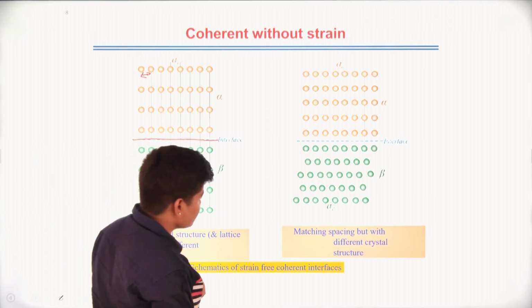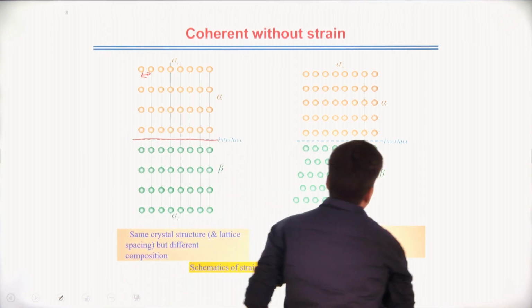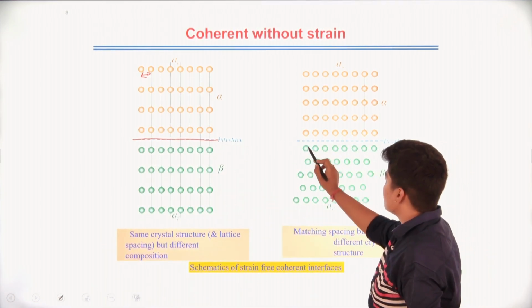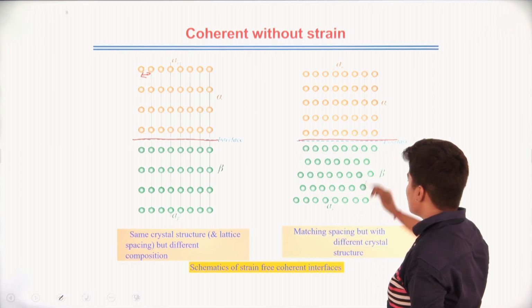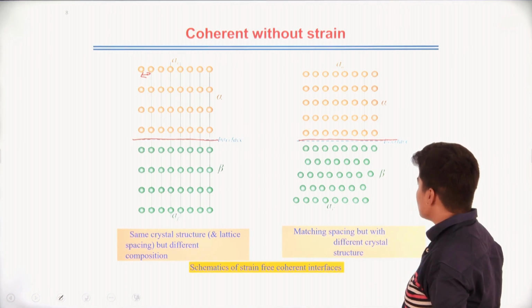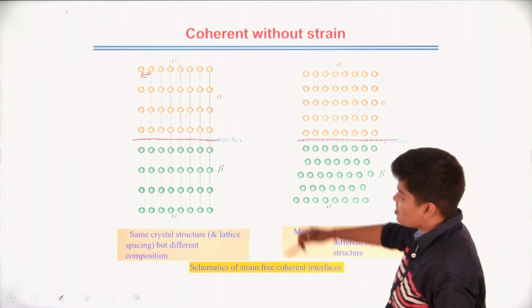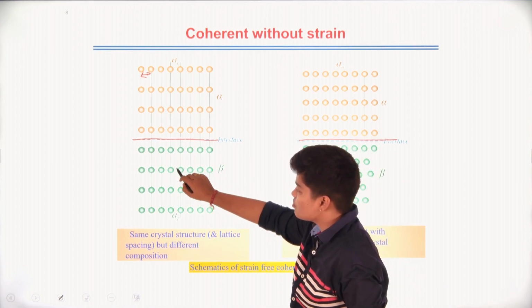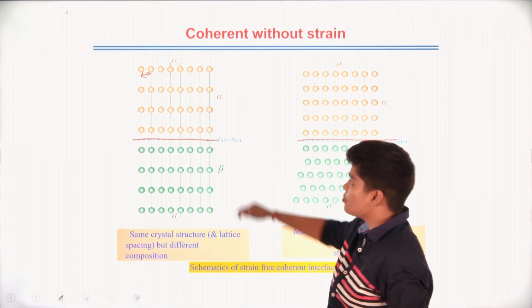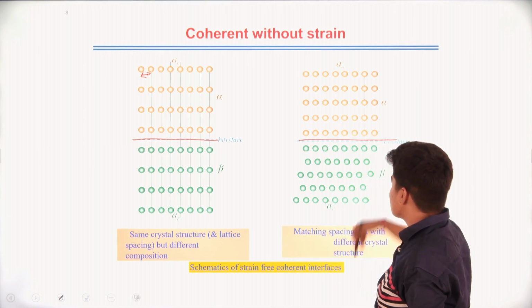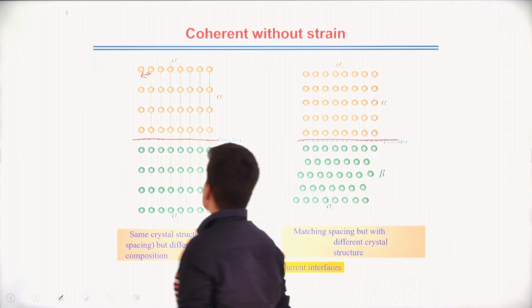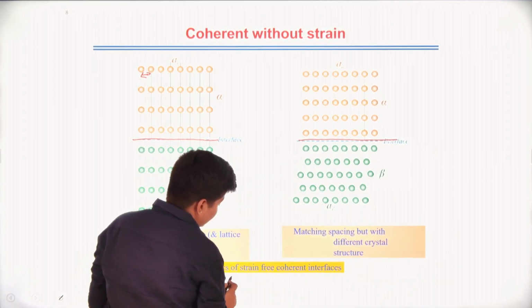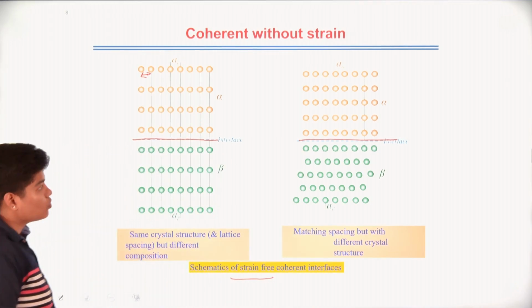In the case of coherent interfaces, there can be strain, and there can also be coherence without strain. Here we can see the spacing. Here also there are continuous interfaces, but without strain. Here the crystal structure is the same, because of the same lattice spacing, but the compositions are different. Here it is an example of coherent without strain. There will be no strain here.